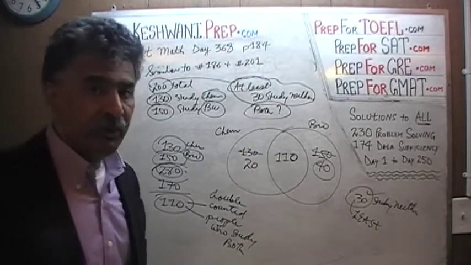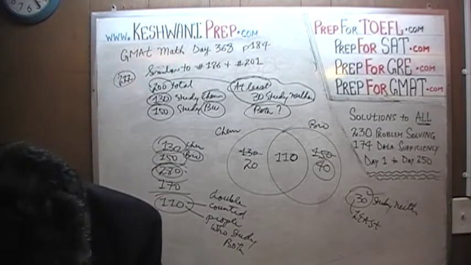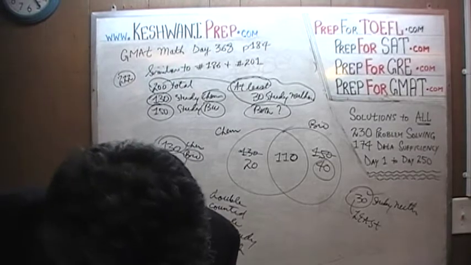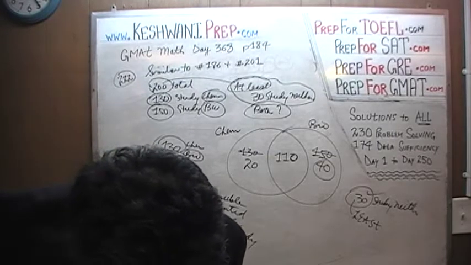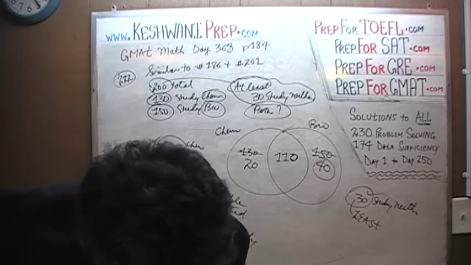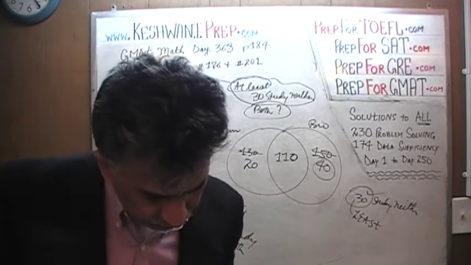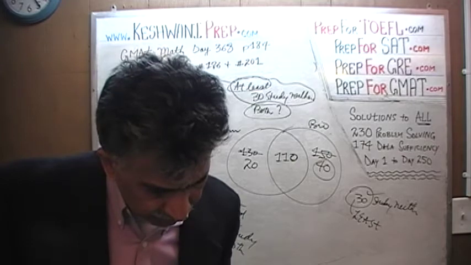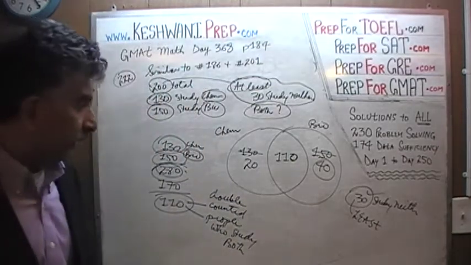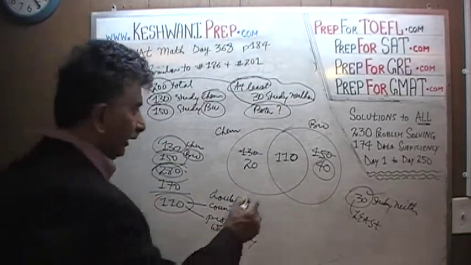Now let's do, just purely out of curiosity, what was the question asking? Just give me 1 second. Then the number of students majoring in both can be any number from, oh, so we do have to do the other part. So this is one scenario, this is the least number.